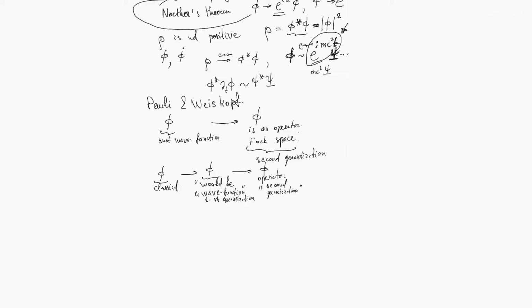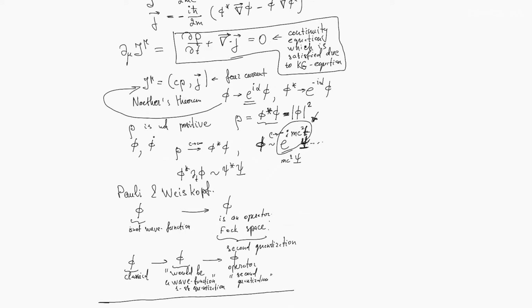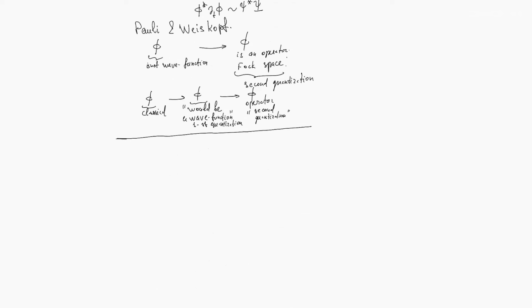Do you have any questions here? This is what I wanted to tell you about this term second quantization. Okay. If this is sort of clear, then we come to the discussion of commutation and Green's functions.